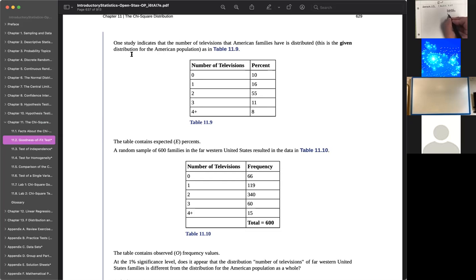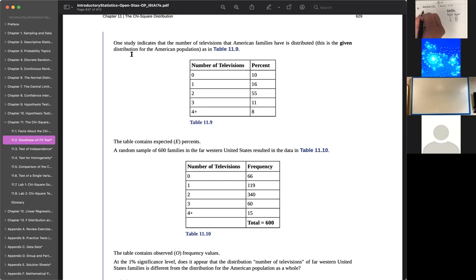Here's the number of TVs. I'm writing this down on my paper so I can leave the book. Zero TVs. How many houses have zero TVs? Well, let's find out. One TV, two TVs, three TVs, four TVs, right? And over here is the percent of households with that number of TVs. They say 10% have no TVs. 16% have one TV. 55% have two TVs. 11% have three TVs. And 8% have four or more televisions.